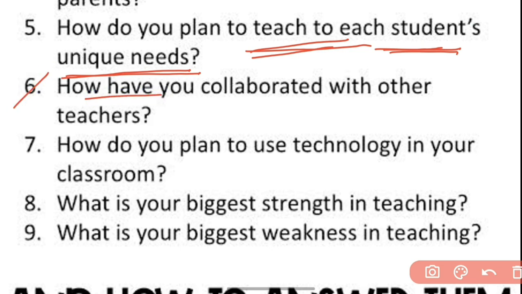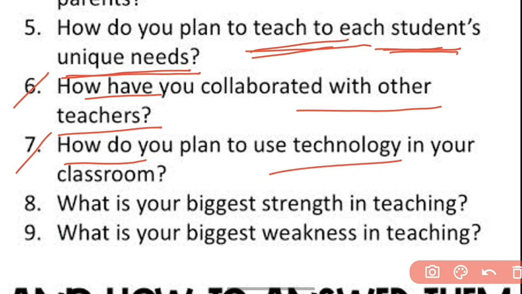Number 6 is, how have you collaborated with other teachers? We have to collaborate with other teachers in a very smooth and simple way, with good behavior. Number 7 is, how do you plan to use technology in your classroom? Technology is very important, or you can organize online or smart classrooms. You have to plan, you have to install, or in your school the screens or projectors may be already installed. You can use playway methods or joyful learning videos, and some important slides you can use in the classrooms.